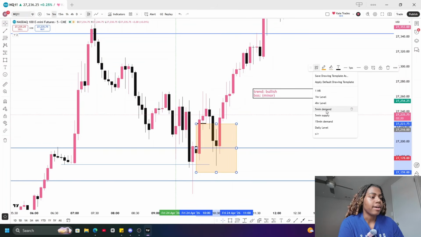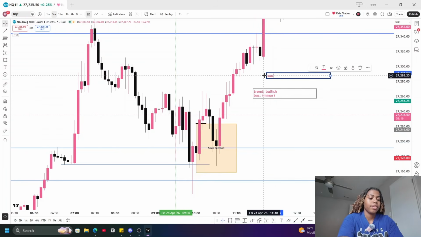Okay, I'm going to mark this out as my demand zone because, again, supply is for the bearish market and demand is for the bullish market.